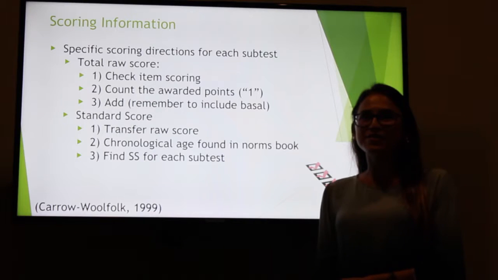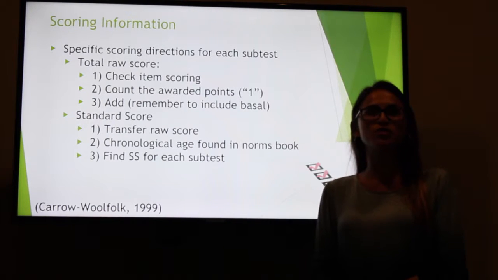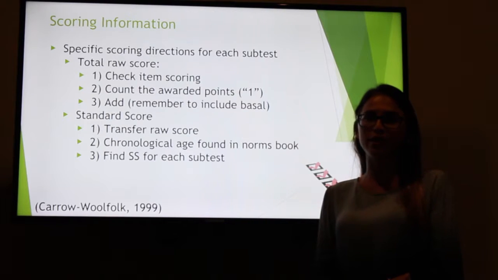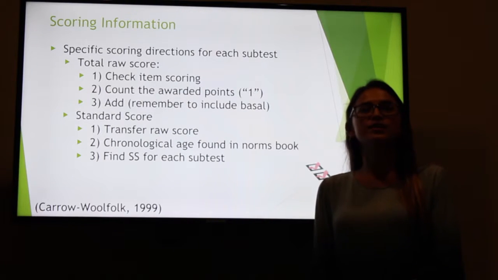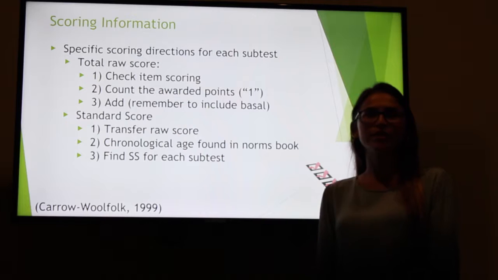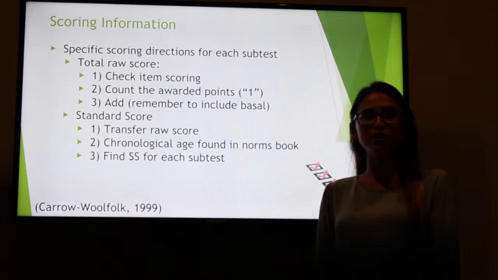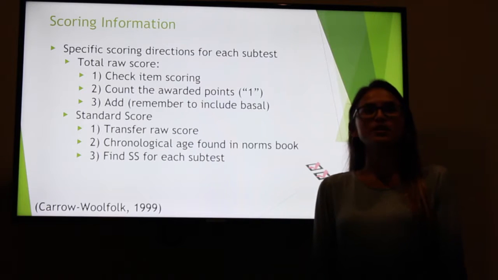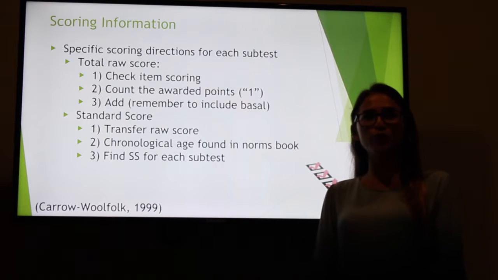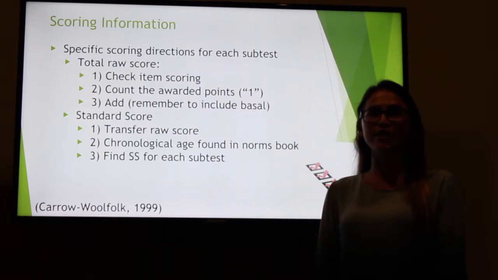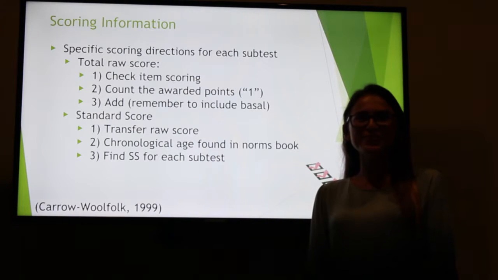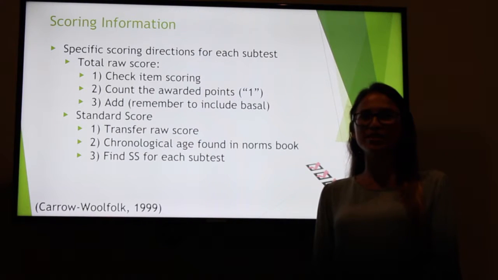Okay, the specific directions for scoring item responses and recording scores on the record form are listed on the page of each subtest. To calculate the total raw score, first you want to check item scoring and application of basal and ceiling rules. Second, count the awarded points from the first item to the ceiling. Third, this is determined by counting the number of times one appeared. Remember to include all the points below the basal.